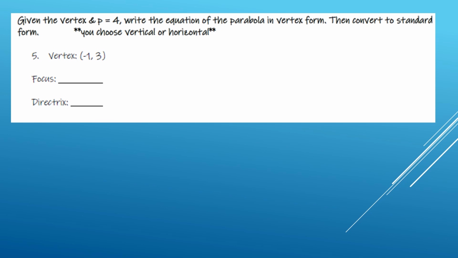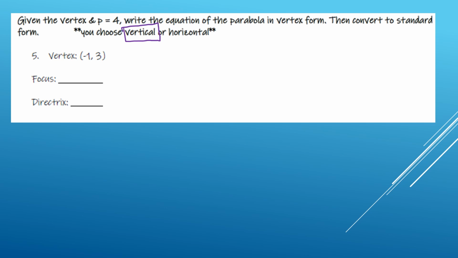All right, another example: given the vertex and that p equals 4, write the equation of the parabola in vertex form and then convert it to standard. Okay, we're given the vertex again. We're given the p-value, so we're going to do the extra step for this one, and convert it into standard form after we put it into vertex form. And it says you get to choose if you want it to be vertical or horizontal. So I'm going to go vertical on this guy, and the next one I'll choose horizontal to make sure we get one of each.